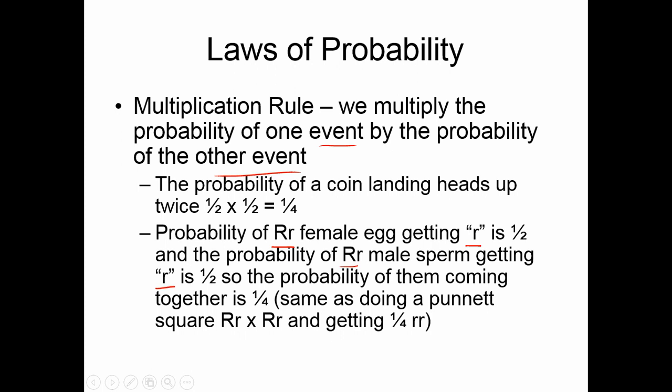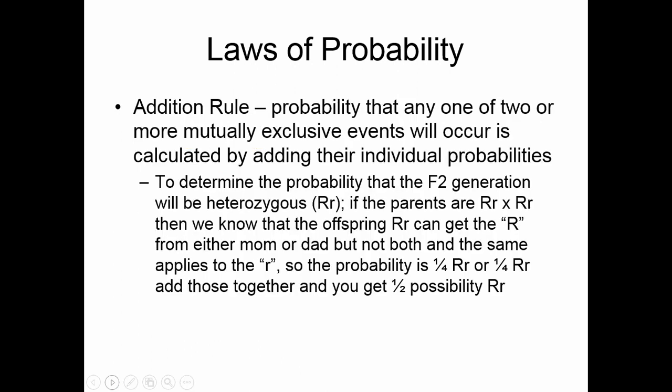It's the same as doing a Punnett square. So you know that these two come together, and 1/4 of them are going to be little r, and it's the same thing. We're just multiplying those two independent events together, the egg and the sperm. And I'll show you how to apply that to matings too. The addition rule: the probability that any one of two or more mutually exclusive events will occur is calculated by adding their individual probabilities.